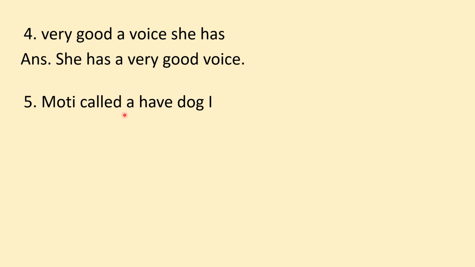Moti called a have dog I. Here you can either talk about Moti or I. But you cannot say, Moti, I have a dog. You have to talk about yourself first. So, I is the naming part. Have a dog called Moti is the telling part. Begin with a capital letter and end with a full stop.